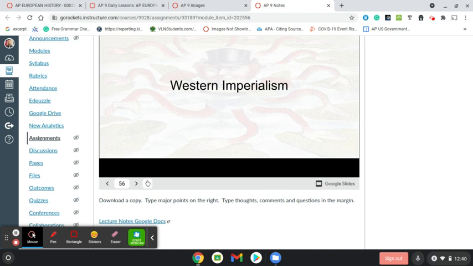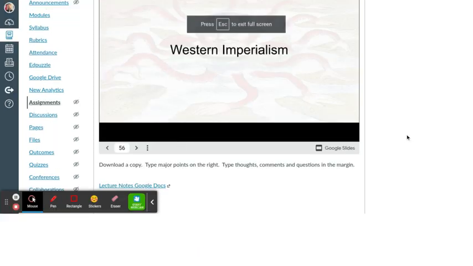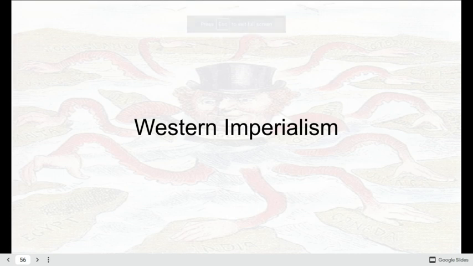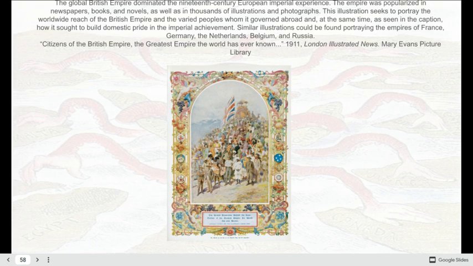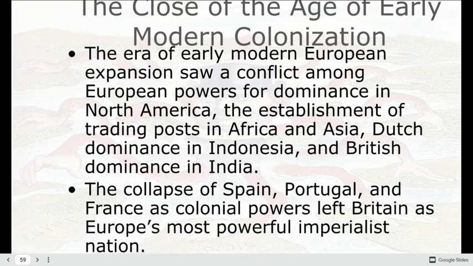So Western imperialism. Particularly India and Africa. The colonial era involved North America and Latin America. The imperial era will mostly involve India and Africa. And you started to see some inclusiveness. The British portrayal, for instance, of the empire being made up of all these different people at least placated people and made them think that there was diversity for being important, but that wasn't necessarily always true.